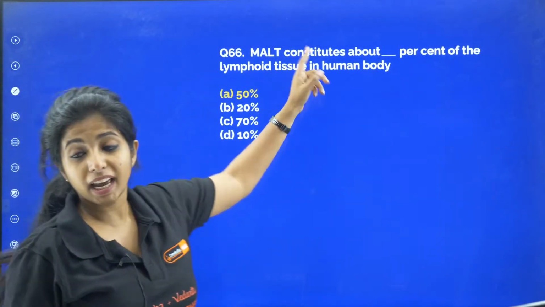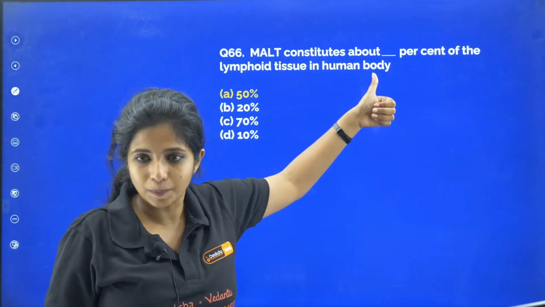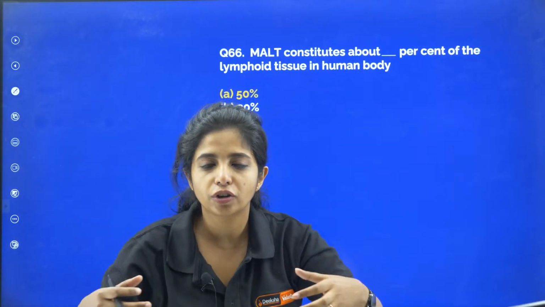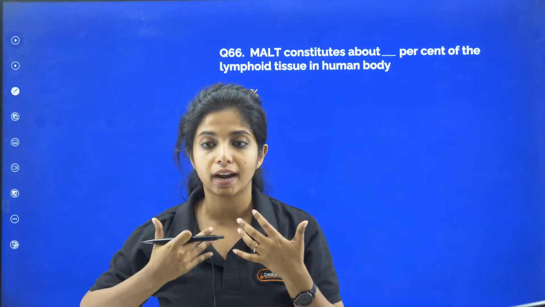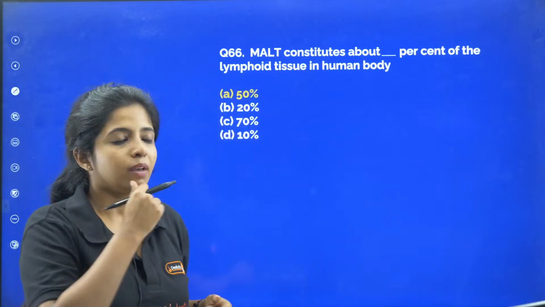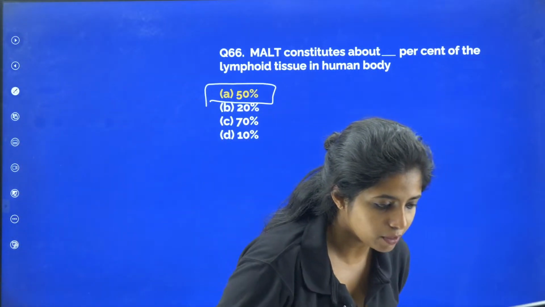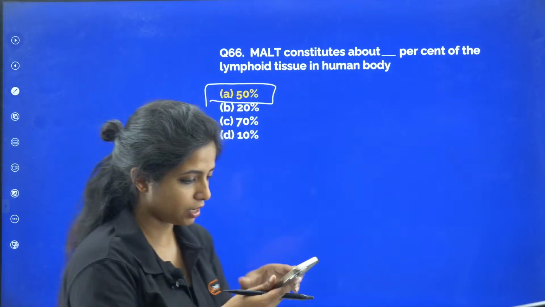Okay, now MALT, M-A-L-T, mucosa associated lymphoid tissue. That is a part of your secondary lymphoid system. Your Peyer's patch, your tonsils, everything is a part of the mucosa layer, the innermost layer, right? So, basically, how much percentage do they constitute? 50%. My dear children, 50%. Works?